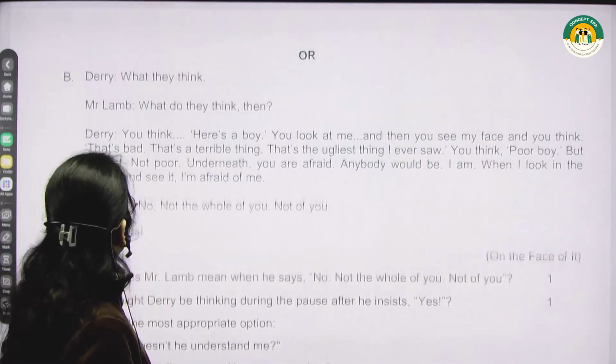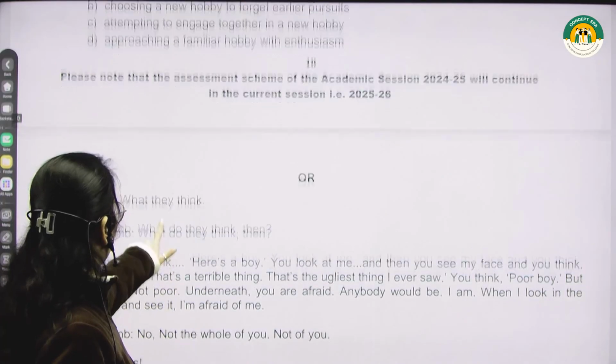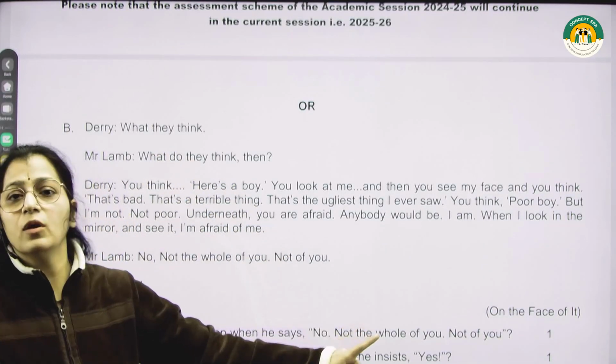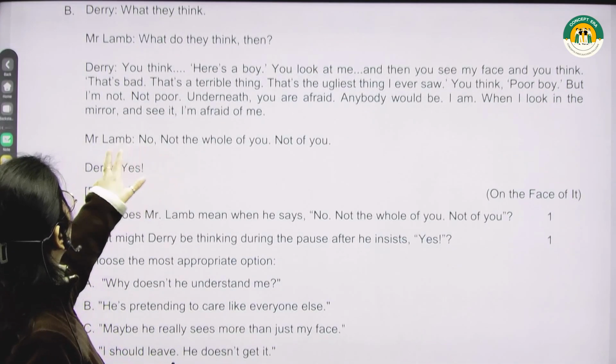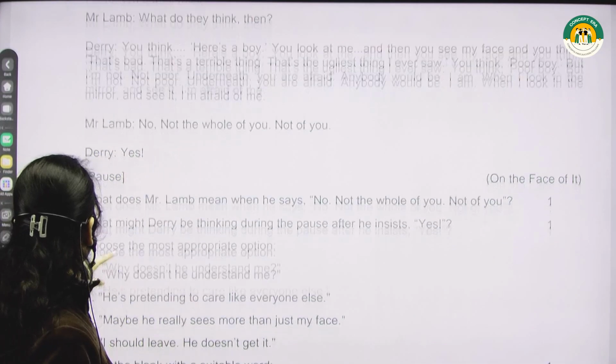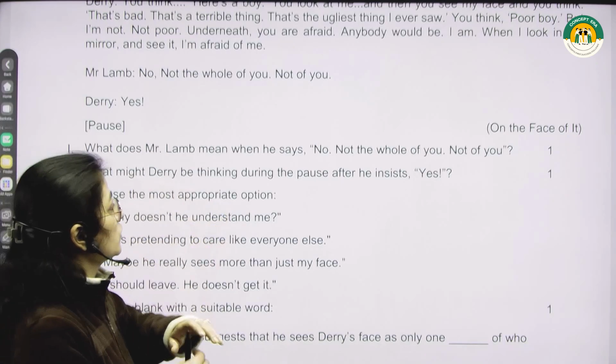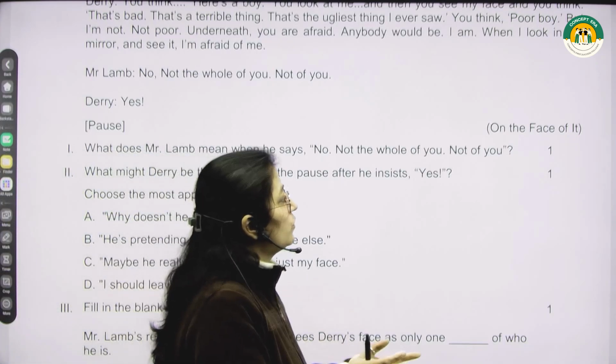Let's move to the next question. Here again, one more choice is given, on the face of it. Here 2 conversations are given from Derry and Mr. Lamb. What does Mr. Lamb mean when he says, "No, not the whole of you, not of you"?